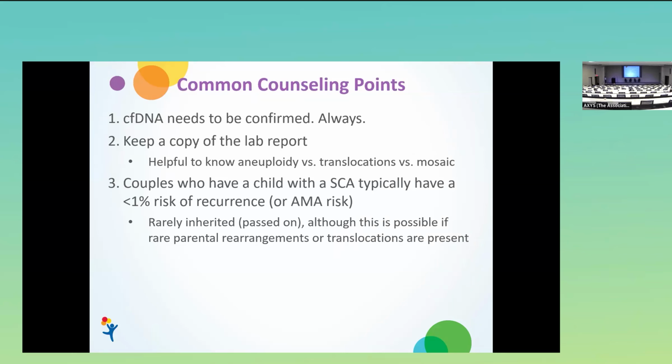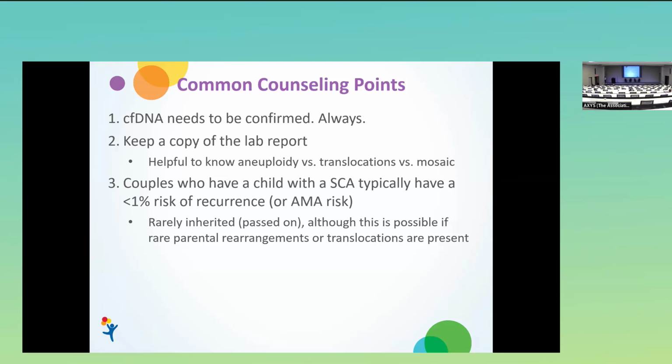Also, it's really important to keep a copy of the lab report, right? People have different conditions, and sometimes it's a little bit more complex. You might be mosaic, you might have a karyotype, and then FISH testing that identifies different levels of mosaicism. There can be a lot going on. And so it's important to keep a copy of the lab report so that you or your child has it for future medical purposes.